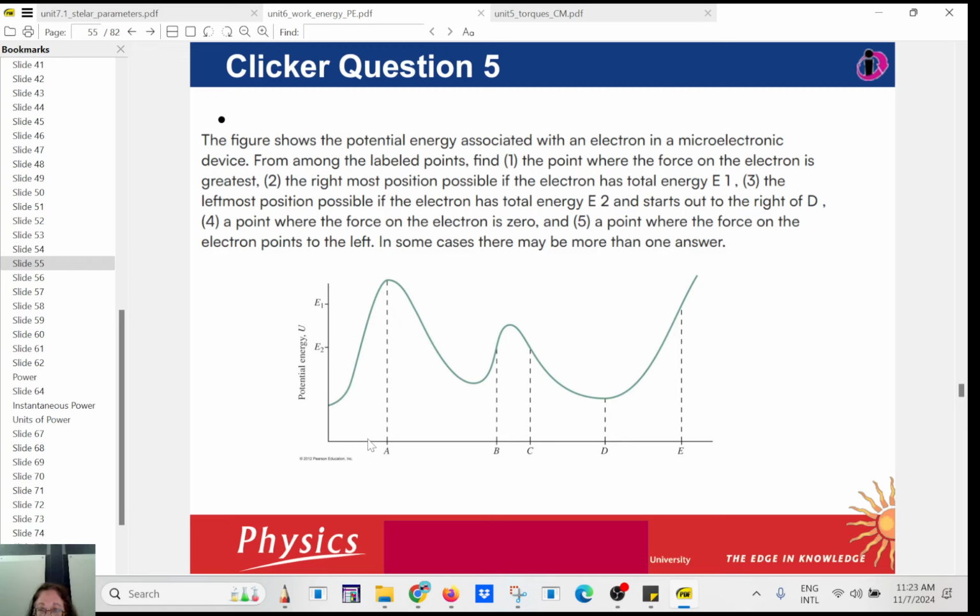Where do we have the greatest force? That's not very obvious. The greatest slope here. What do you think? B, very good. So the greatest force will be here. The slope, the largest steepness, and the force will be down. It wants to bring the electron down to a lower state of energy. Is that clear? So here that will be the rightmost point, right? With a force trying to bring it down to here.